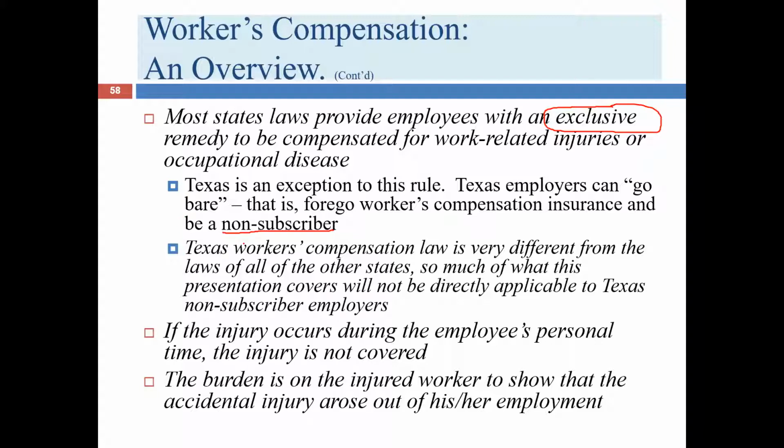As a result, as you can imagine, Texas workers' compensation law is very different from the law in the other states. And so our textbook really doesn't talk about workers' compensation laws as we have it in Texas. Still, that information is useful for two reasons.